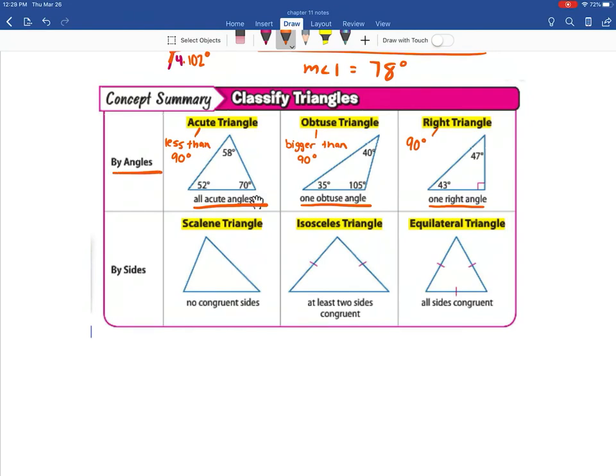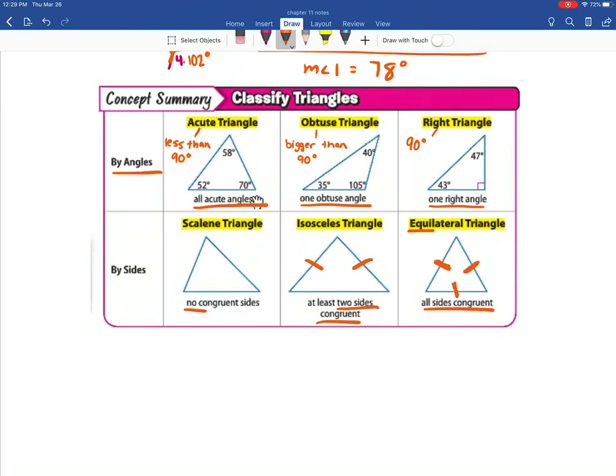Another way to classify triangles would be by side. So scalene triangles have no congruent sides. They're all different sizes. Isosceles has two congruent sides, and equilateral, well, equa means equal, so you might be able to figure out it has all congruent or all equal sides.